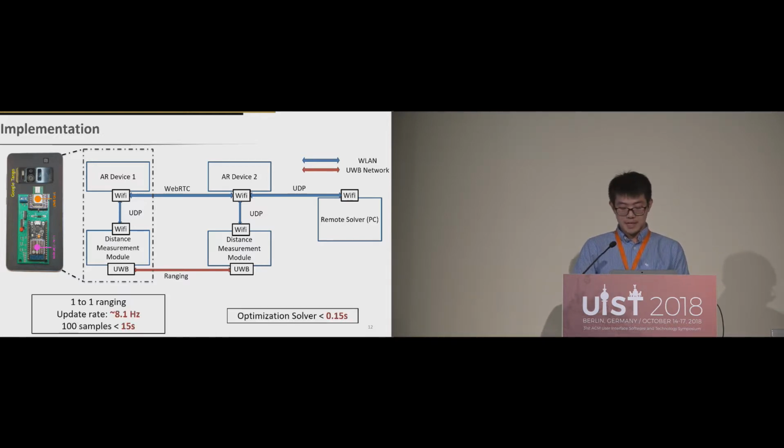Overall, for the distance measurement, we reach an update rate of about 8.1 Hertz, and 100 samples take less than 15 seconds to finish. And also, the optimization solving actually takes less than 0.15 seconds.